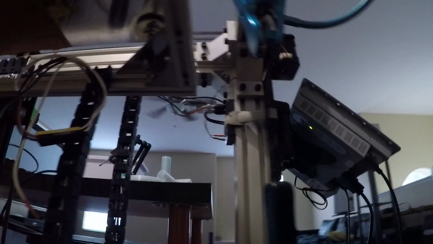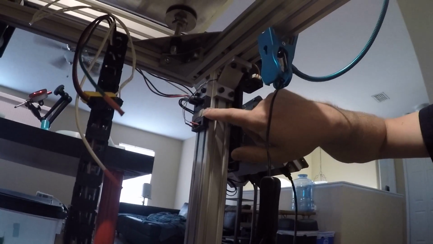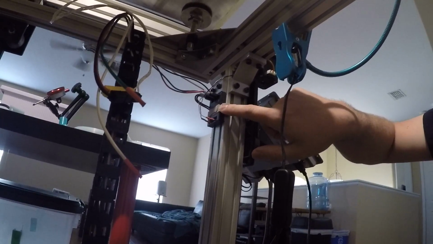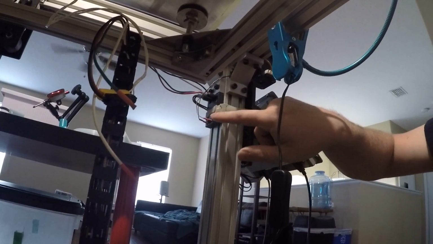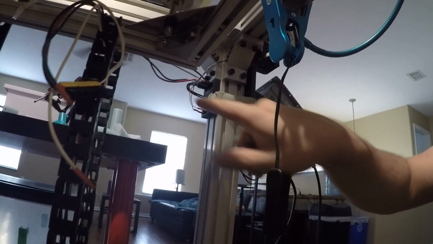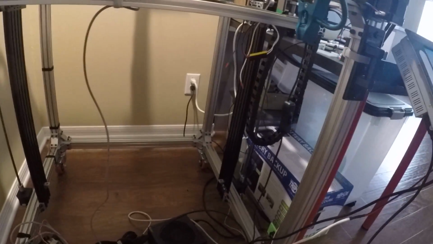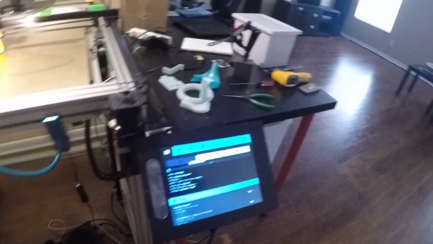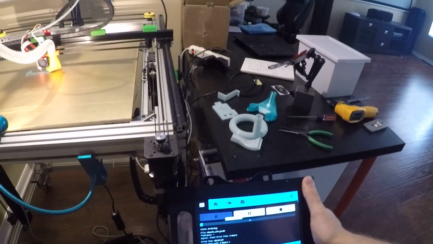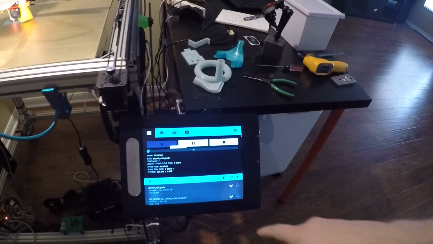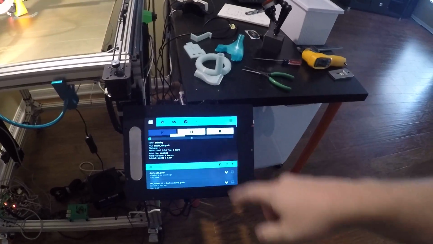Here is the solid state relay controlling the heat to the bed. So this is controlling the power to the bed via these control lines. The Raspberry Pi itself is hooked up to this little monitor here, which is on a stand. So this is running OctoPrint with the touch UI.